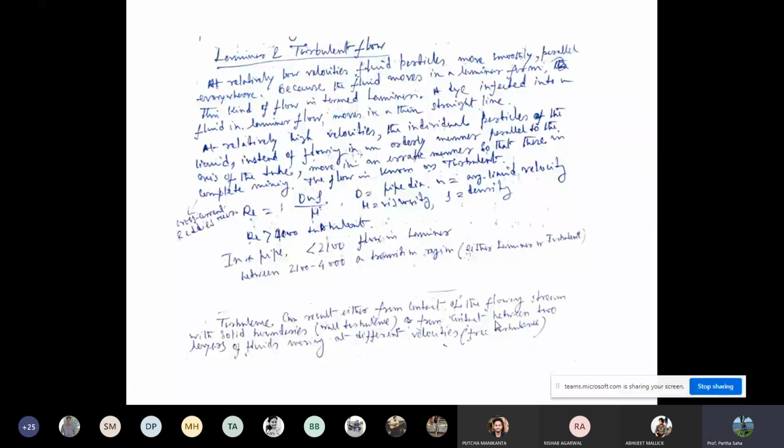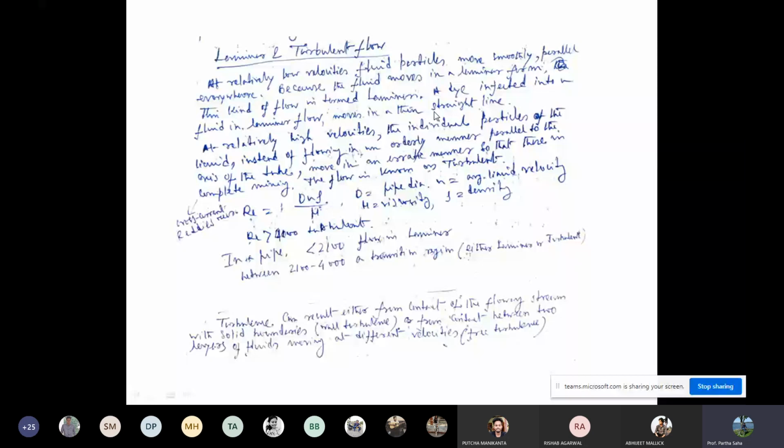Let's talk about laminar and turbulent flow. At relatively very low velocity, fluid particles move smoothly, parallel everywhere, because the fluid moves in a laminar fashion. Laminar motion means it's a very steady state flow. There are no disturbances in the fluid behavior. The fluid passes identical points at certain amounts of time, and this kind of flow is called laminar. If you inject dye into a laminar flow, it moves in a straight line.